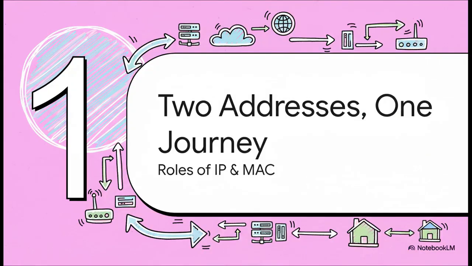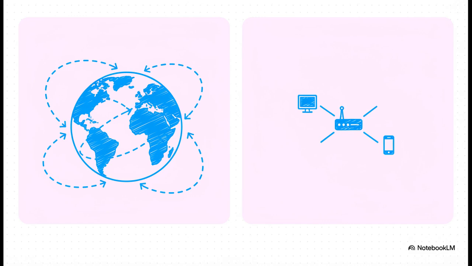Okay, so let's properly introduce our two main players here, the IP address and the MAC address. They are absolutely a team, but they play on completely different fields. See, the IP address is the long-distance traveler. It's the big picture address that guides data across the entire global internet. But the MAC address? It's a total homebody. Its only job, its entire purpose, is to find the very next device in the local chain. They operate on totally different scales.